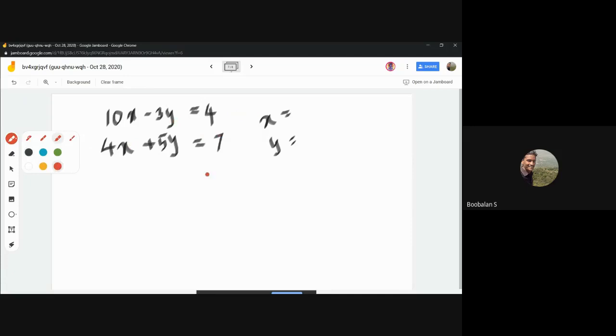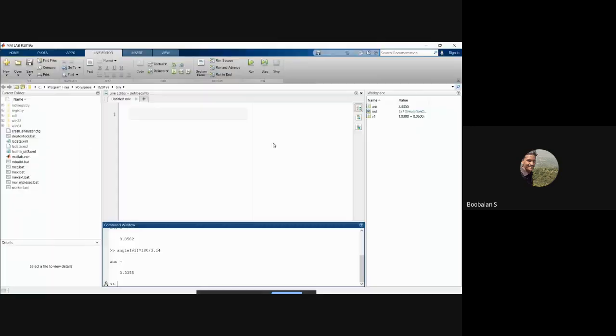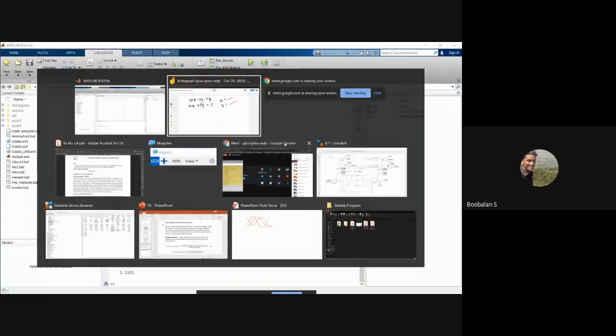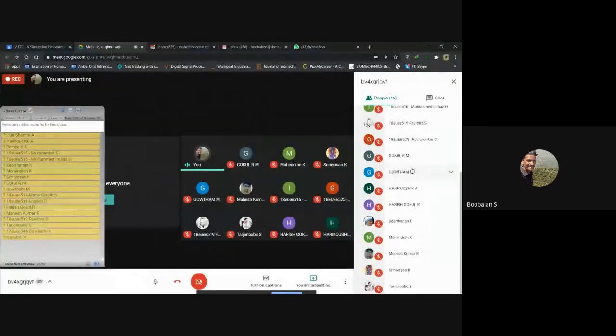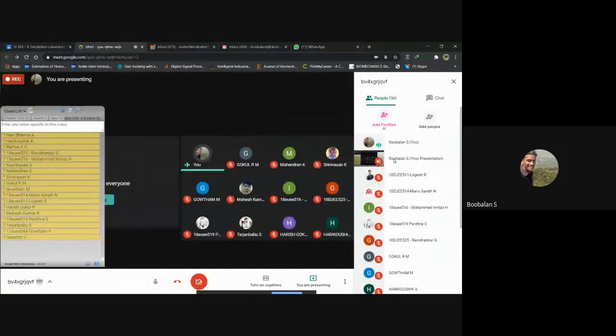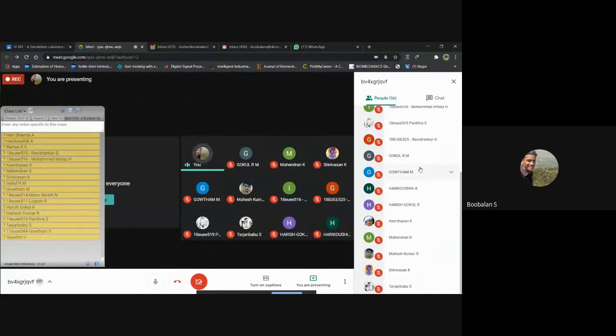10x minus 3y equal to 4, 4x plus 5y is equal to 7. What is the value for x and what is the value for y? Anyone just tell me. We can solve this with the same Gauss method too, right? Anyone just tell me, make it fast.